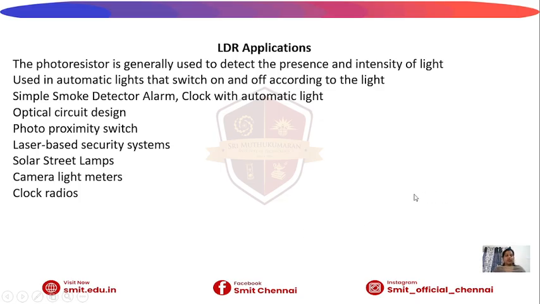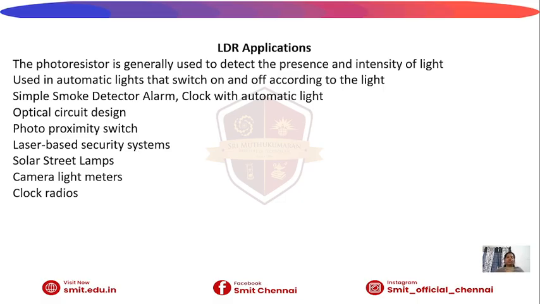The applications of LDR: it is generally used to detect the presence and intensity of light, used for automatic lights, and to switch on and off according to the light. Also simple smoke detector alarms, clocks with automatic light, optical circuit design, photo proximity switches, laser based security systems, solar street lamps, camera light meters, and clock radios. These are the applications which use the LDR, light dependent resistor.